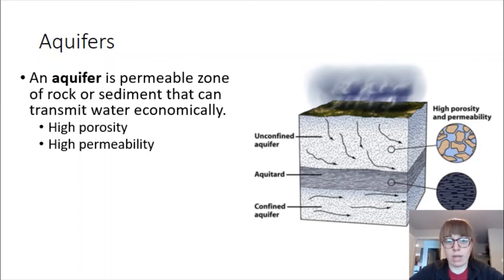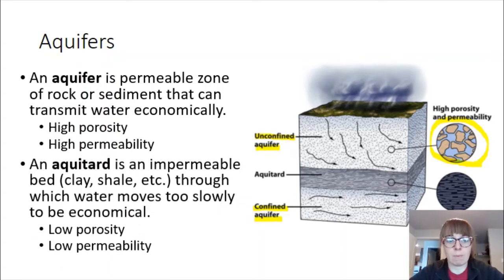And when water can easily move through a medium and it can move quite quickly, then we refer to that as transmitting water economically. So on this diagram, we have something called an unconfined aquifer here at the top, which we will get to in a second. And then down here, we have a confined aquifer at the bottom. So here you can see we have high porosity and permeability. We have lots of pore space, and that pore space is well connected. And an aquitard is an impermeable bed where water is moving too slowly to be economical. So here we have our aquitard, highlighted in green for you.